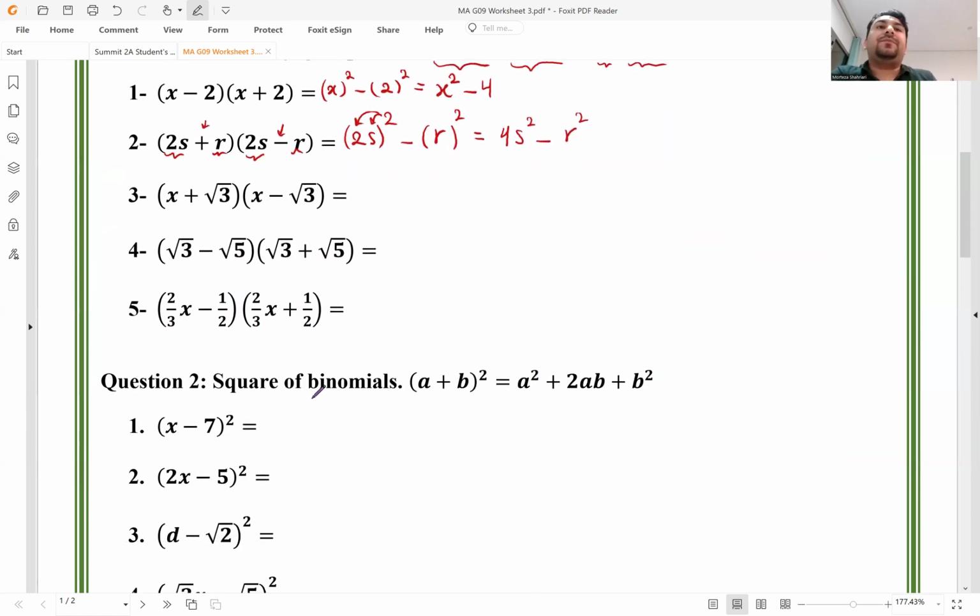Question 3. x plus radical 3 times x minus radical 3. Okay, again, they are the conjugate of each other. So it becomes the first term powered by 2 minus the second term, which is radical 3, powered by 2. It will be x squared minus radical 3 squared.